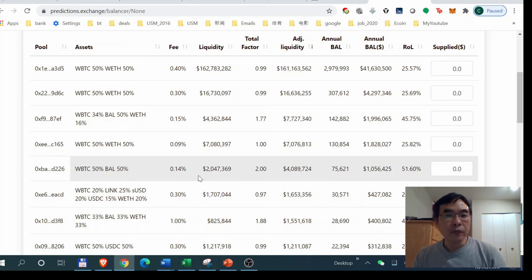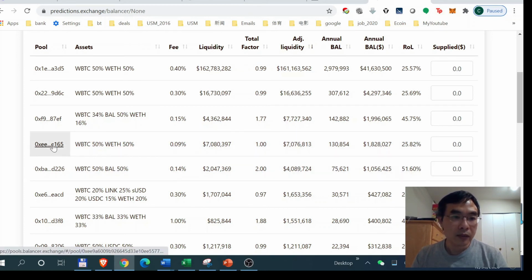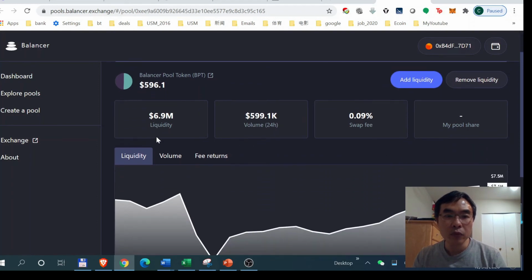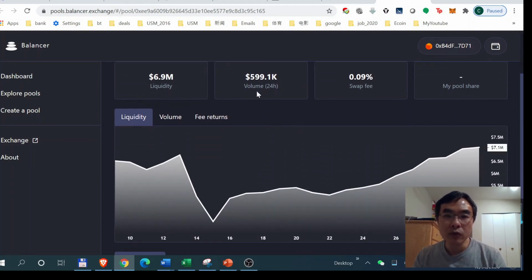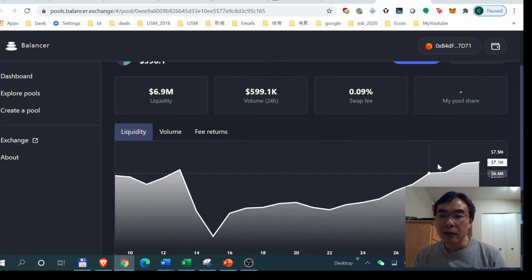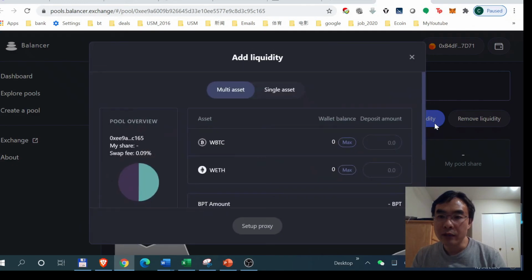Alright, so if say right now you want to add into this pool, you can click this, and then it will bring you to the pool management. Now it will show the basic information of this pool, how much liquidity is in there and what's the volume, and then 50-50 Bitcoin and Ether, and the pool balance. Now if you want to add liquidity to this pool, you click this add liquidity, and then you have to agree to let Balancer use your Bitcoin and Ether. You have to agree to both, I think.